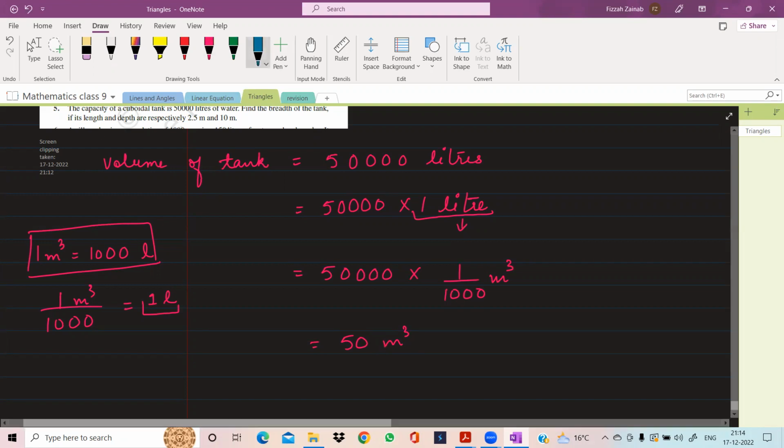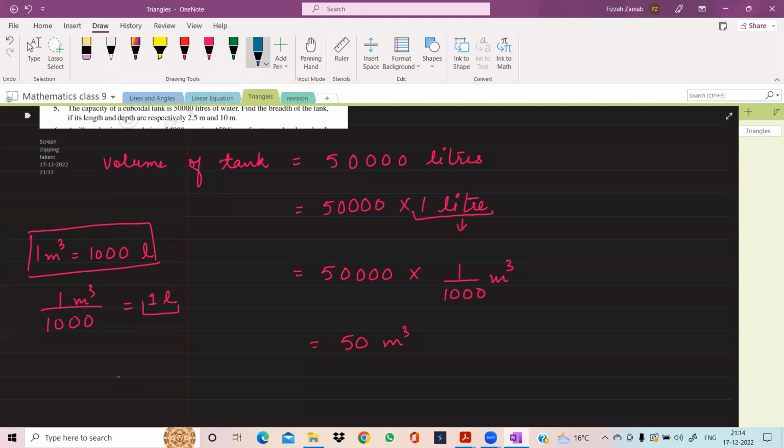Okay, now what is given? Length and depth are given. So length is 2.5 meter and breadth is 10 meter. And you have to find its... No. Depth is given. Sorry, that means height is given. Find the breadth of the tank. So B you have to find. Clear? Now please find it.